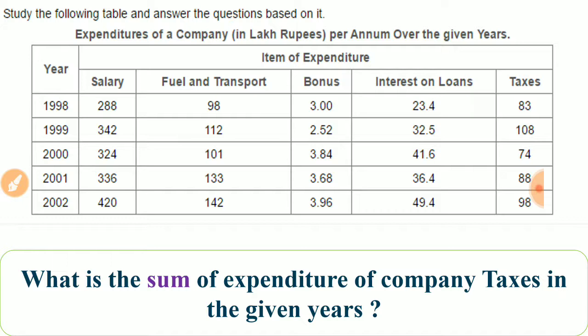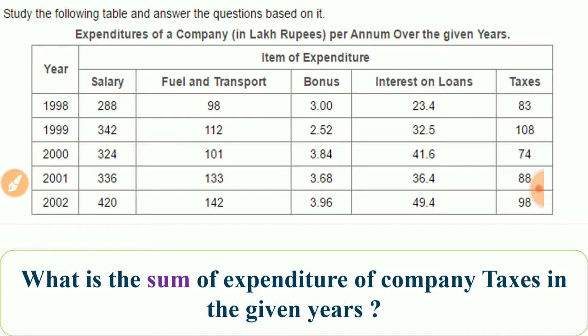As you can see here, it is an expenditure of a company. This table is representing the expenditure of a company. All the numbers written here are in lakh rupees. That means values are in lakh rupees of the given year. On the left side, from top to bottom, they have written years: 1998, 1999, 2000, 2001, 2002. So how many years are here? 1, 2, 3, 4, 5 years. These are the values of expenditure that a company spent in the 5 years.